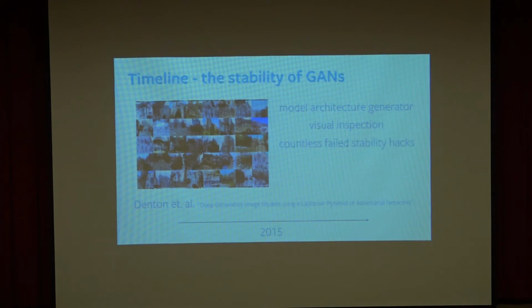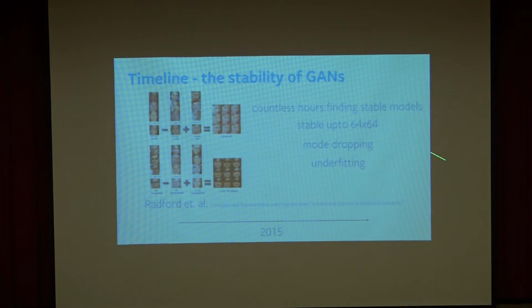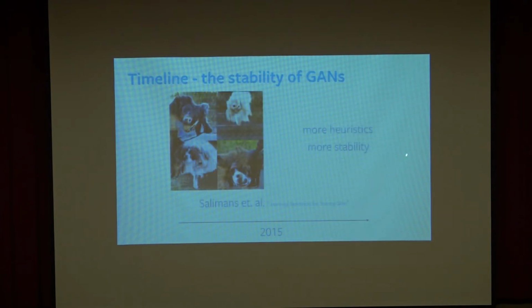And then we had a lot of hacks trying to stabilize, and some of it was just luck. We tried things and it worked. And then with DCGAN, many hours of trying to find stable models. Finally, we got it to be stable up to 64 by 64, but there's still a lot of mode dropping and underfitting.